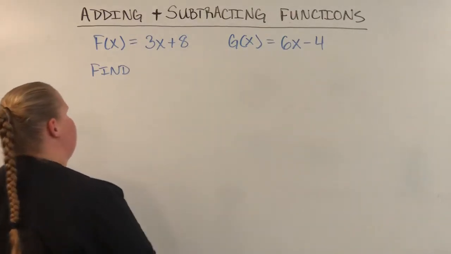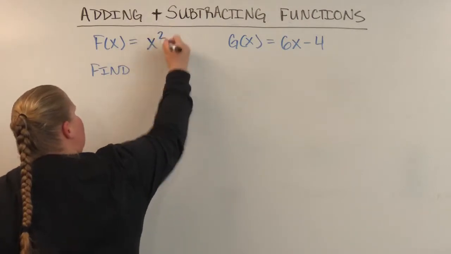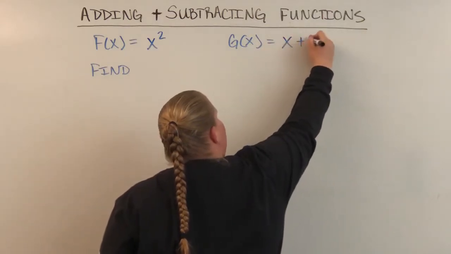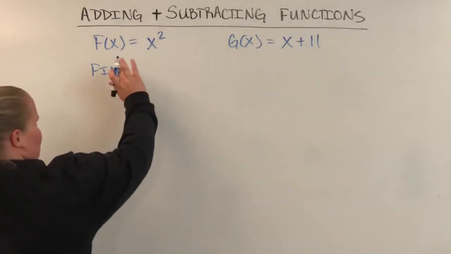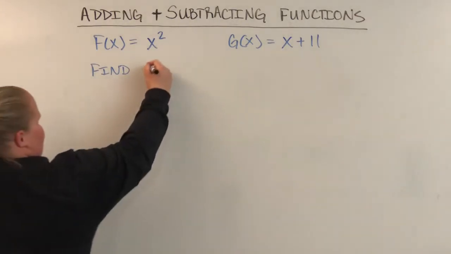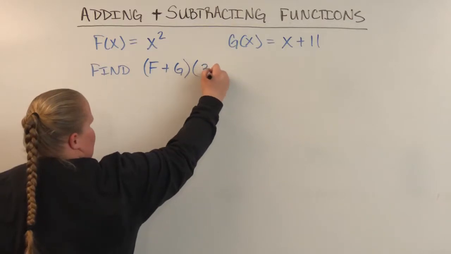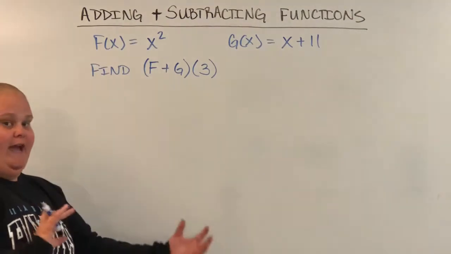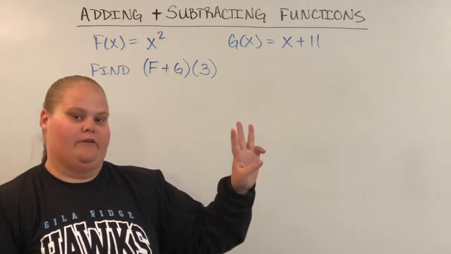Change up these functions. So I now have f of x is x squared and g of x is x plus 11. I'm going to find f plus g of 3. Okay, so we're combining a couple things. We're going to add two functions together, but we're also going to evaluate that combined function at 3.